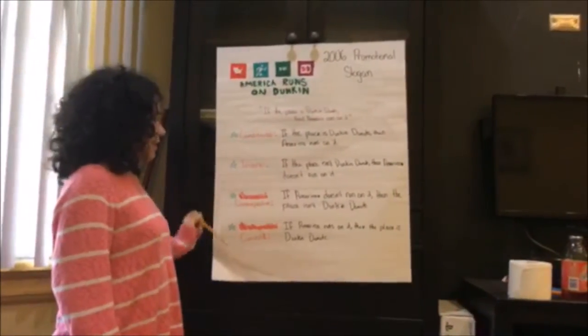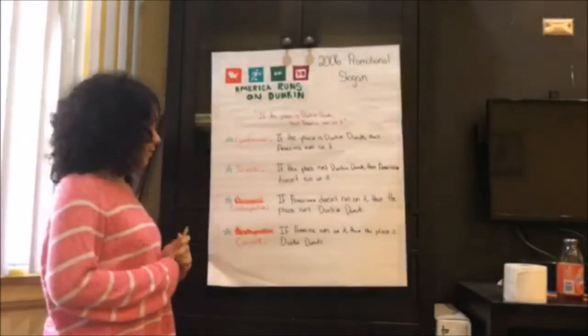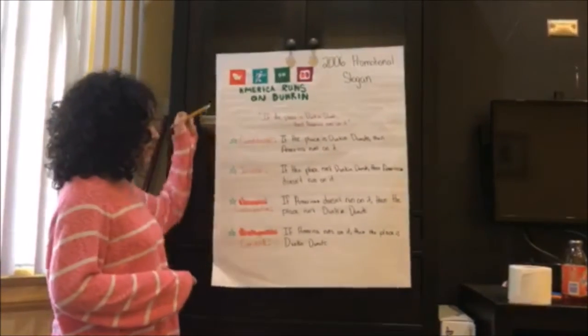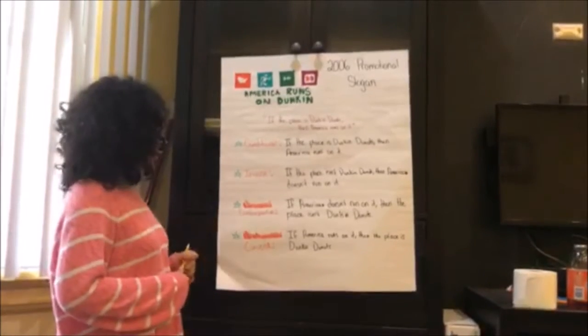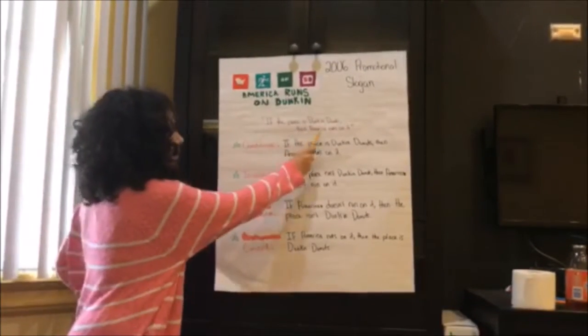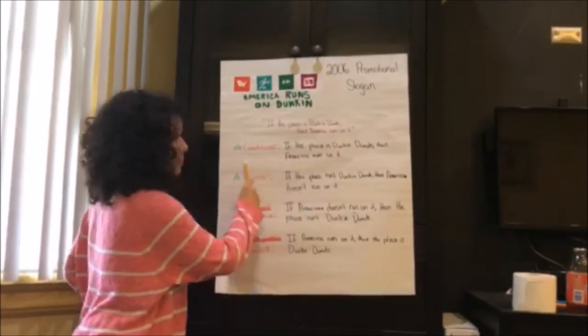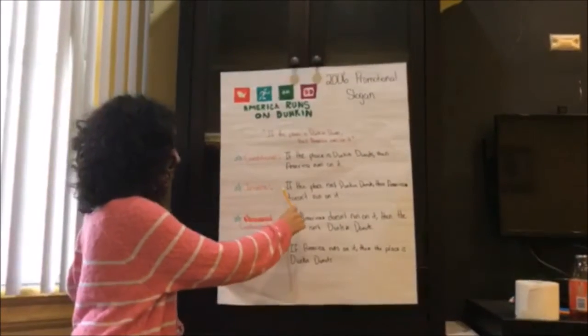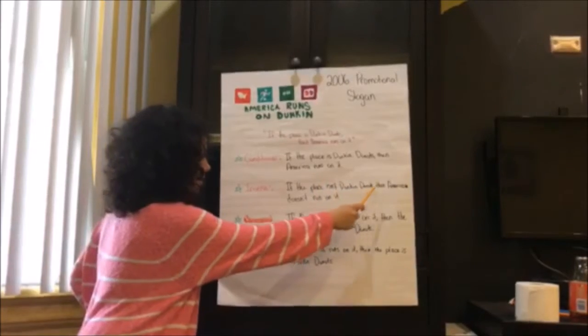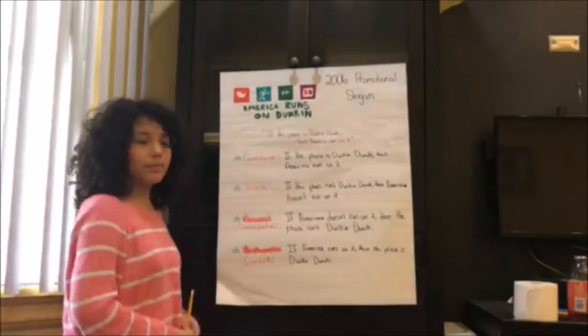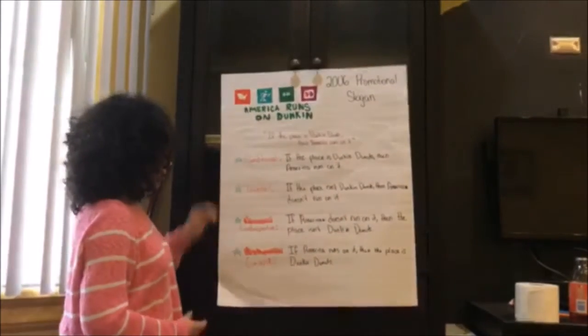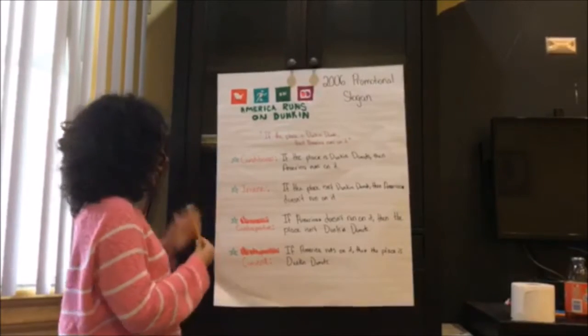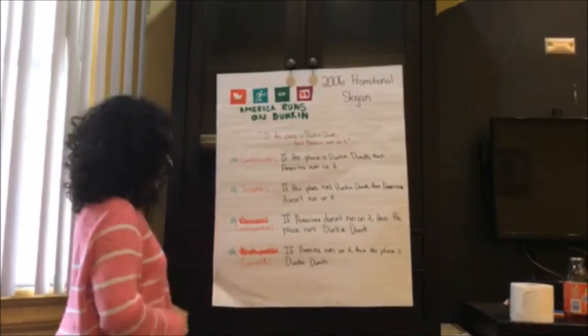We're going to run through each of these sentences and we're going to see if they are logical and if they match up with what they're trying to sell. So, if the place is Dunkin' Donuts, then America runs on it. Same as the conditional. That makes sense. So the inverse would be, if the place isn't Dunkin' Donuts, then America doesn't run on it. And that corresponds to this. So that's already a check. I'm just going to check it off.